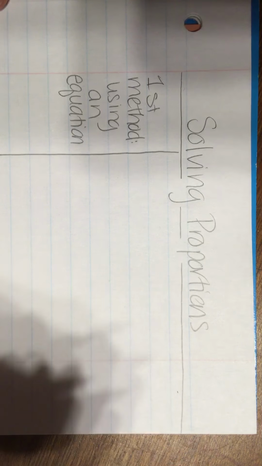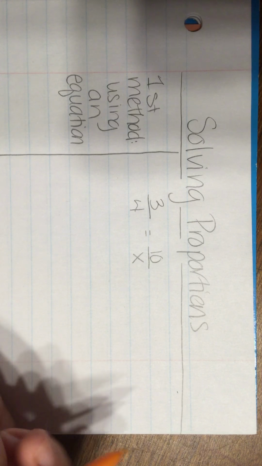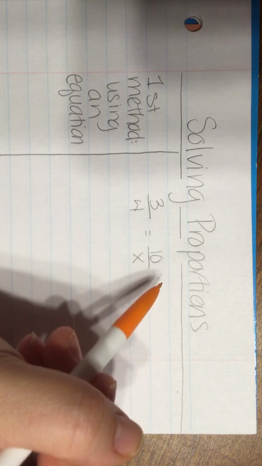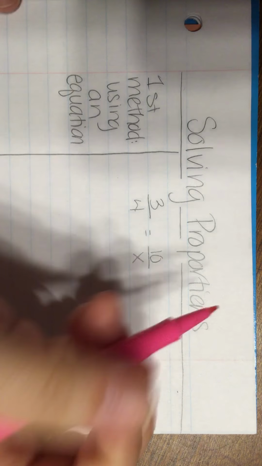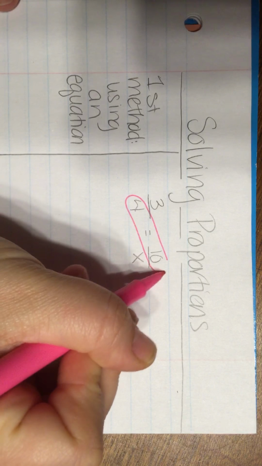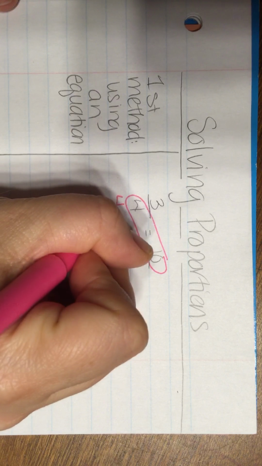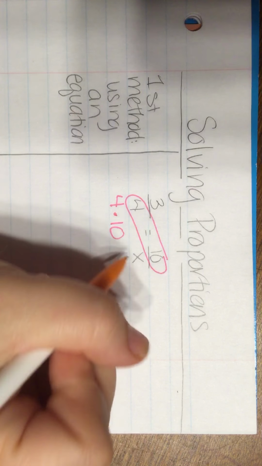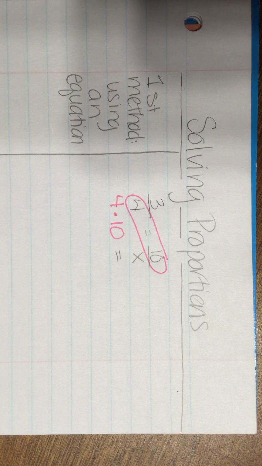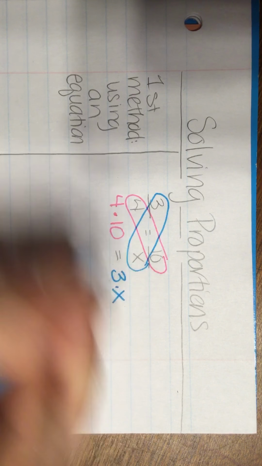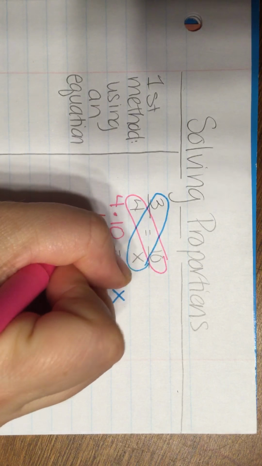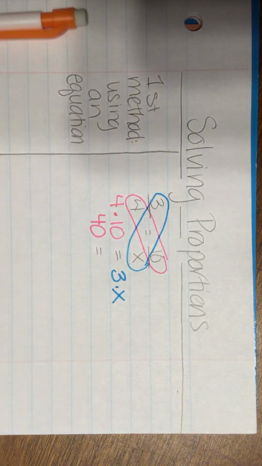So let's say we have a proportion of 3/4 equals 10 over x. So now it's not totally obvious as to what you would multiply 3 by to get 10, so we do need to do something a little bit different. So what you're going to do is you're going to cross multiply. We know that proportions should have equal cross products, so this 4 times 10 should equal this cross product of 3 times x. Okay, so we know that 4 times 10 is 40, and that should equal 3x.